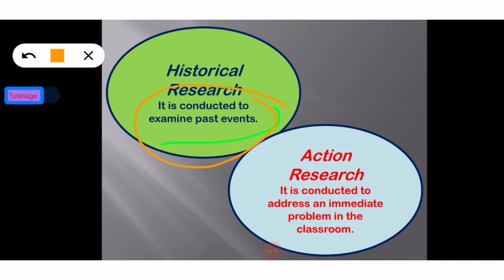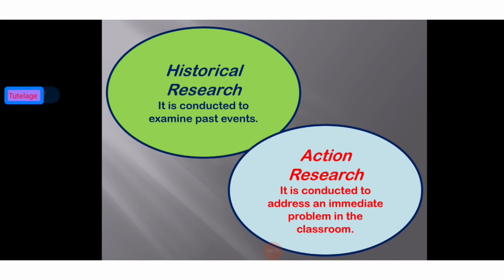Here, primary data sources are persons who had witnessed or experienced the problem under the study. So, what is the source of primary data in historical research? Primary data sources are persons who had witnessed or experienced the same problem under the study. So, historical research helps to examine the past events.